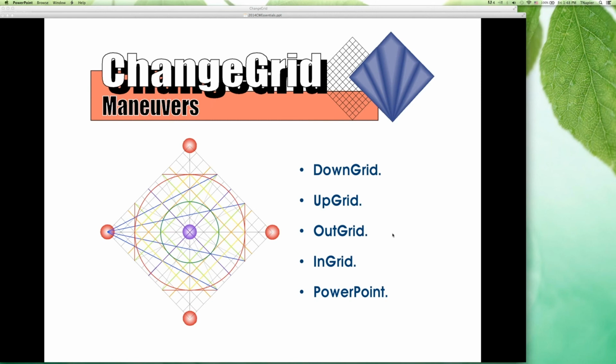Now, when you went through Mastering Personal Change, we talked about two of these sets of change grid maneuvers in a good deal of detail. So how do you go about lowering tension? That was the down grid maneuvers. And how do you go about raising tension? That was the up grid maneuvers. I don't want to get into that in detail or repeat what we've already covered. But let's at least hit the highlights, and then we're going to talk about out-grid maneuvers and in-grid maneuvers.